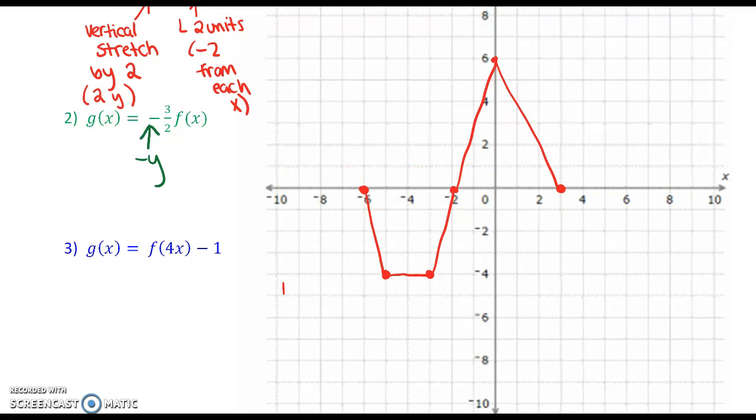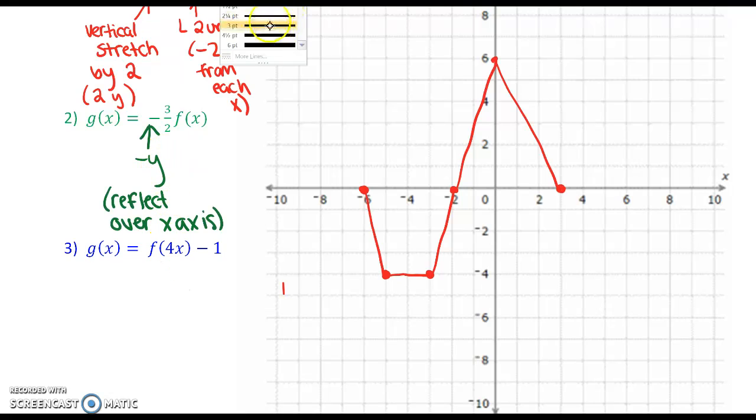Okay, so make all the y's negative is one way to think about it, and then the actual transformation is to reflect over the x-axis. Okay, negative 3 halves. So you can make the y's negative and then multiply the y's by 3 halves, or you can do it all at once.